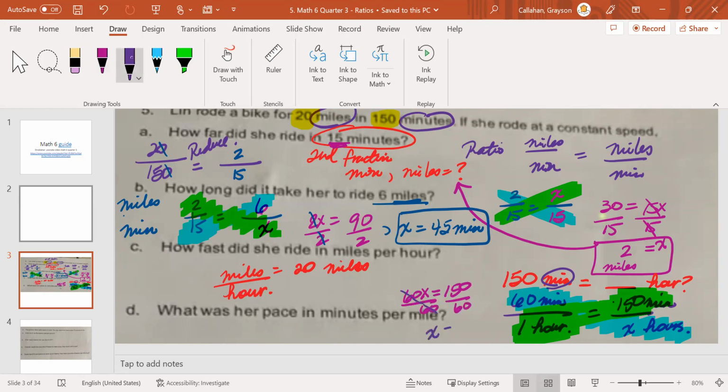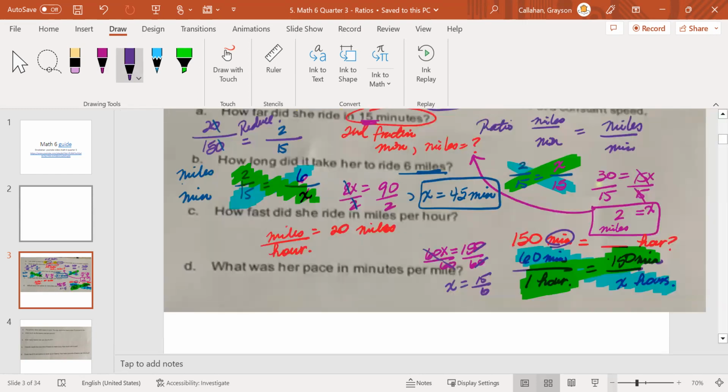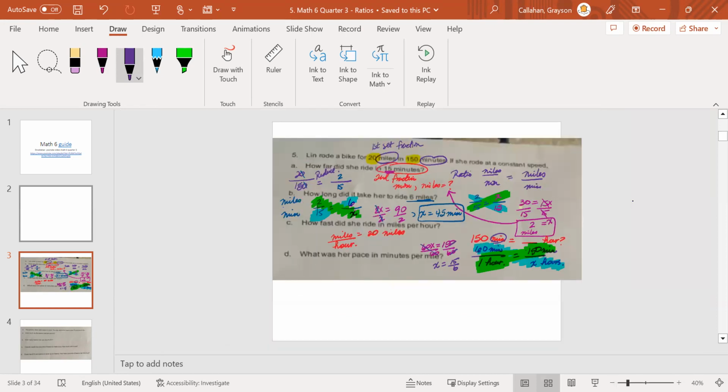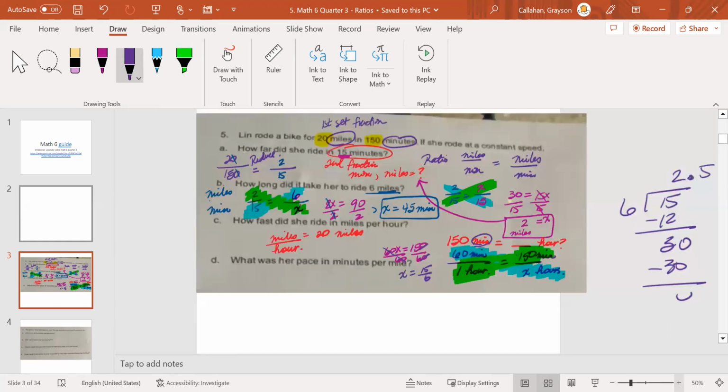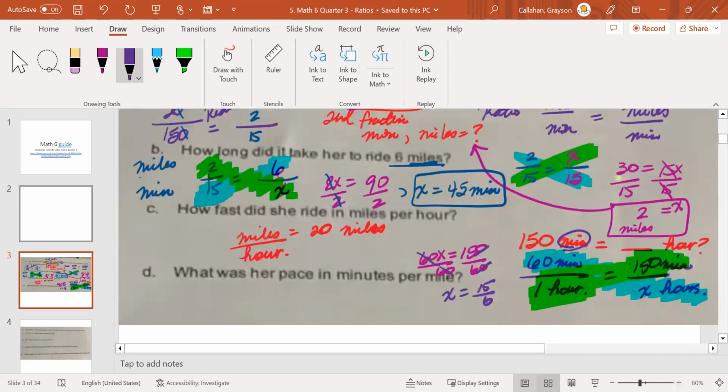60 cancels, X equals, do you see how the 0 cancels? 15 over 6. Now, I don't know what 15 divided by 6 is, so you have to do this on the side. 15 and then 6, right? 6 times 2 is 12. Put a dot, put a 0. 6 times 5 is 30. So my answer here is 2.5, right? So what that means is X equals 2.5 hours, okay? So 20 miles is 2.5 hours.